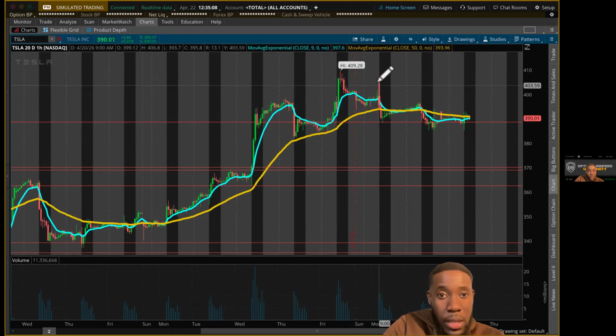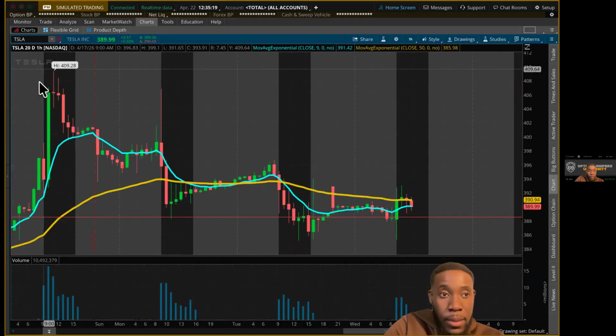And then on Monday, we didn't get above 409.28, okay? So we created what we call a lower high. If the 409 high is a high for Friday, that would signify that the following trading day, which was Monday, would be considered a lower high. So we have a high and then we have a lower high. Yesterday on Tuesday, we have an even lower high than the previous day.